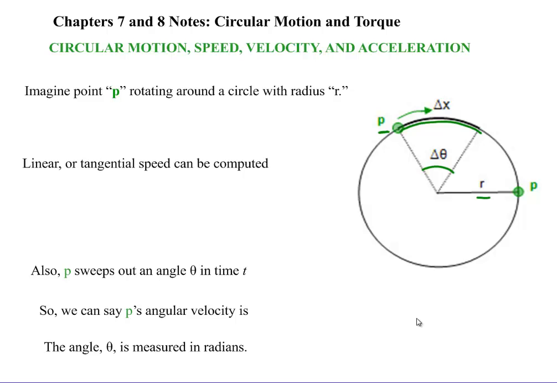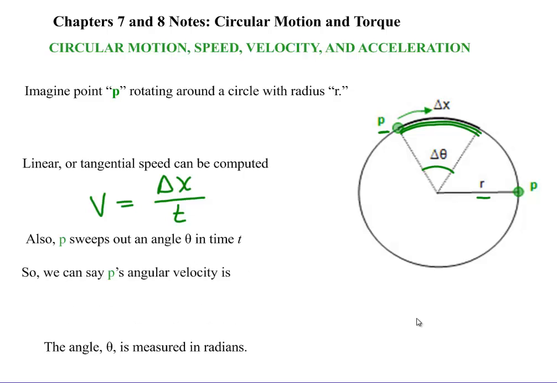If we wanted to find out its linear or tangential speed, that would be its distance along the circumference divided by the time it takes it to get there. It would look like this: velocity equals its change in position along the circumference divided by time. And the units for that, as we've seen before, are going to be meters per second.